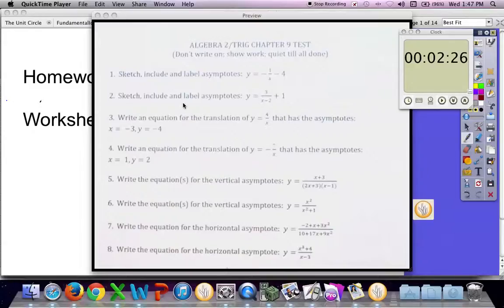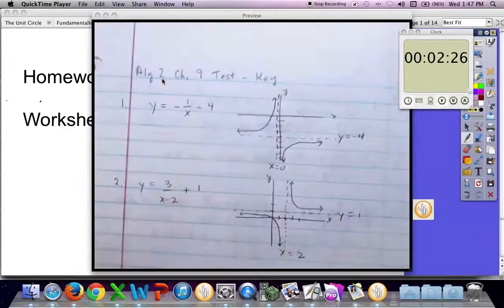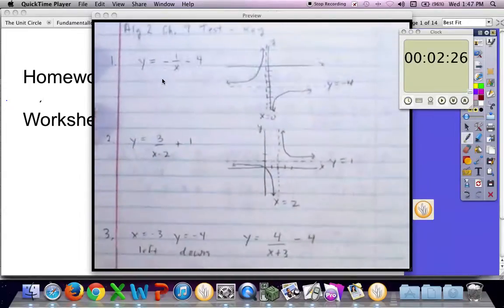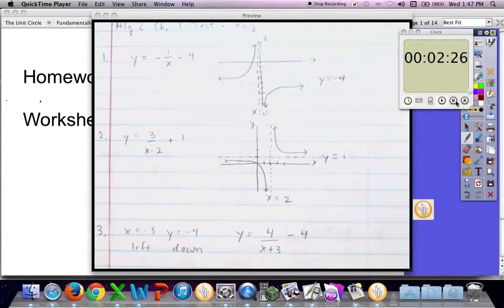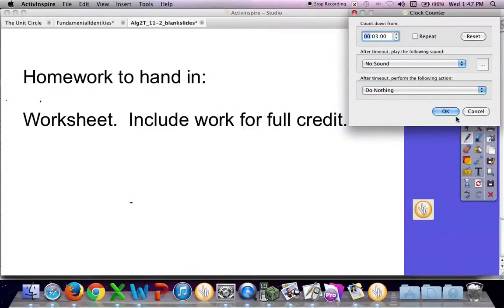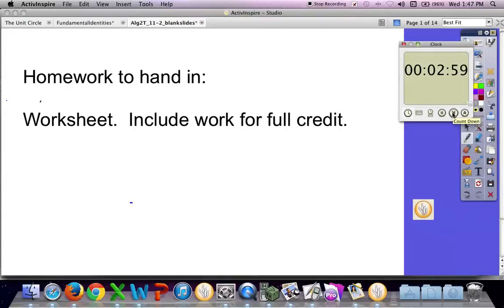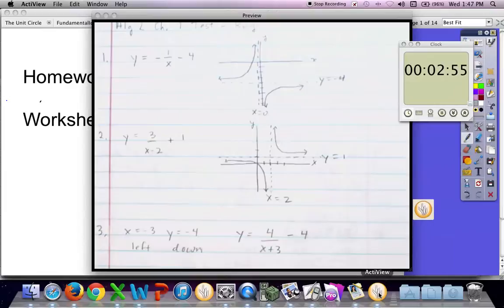And you were supposed to sketch them, include and label the asymptotes. So it should have looked like that. It should have looked like that.